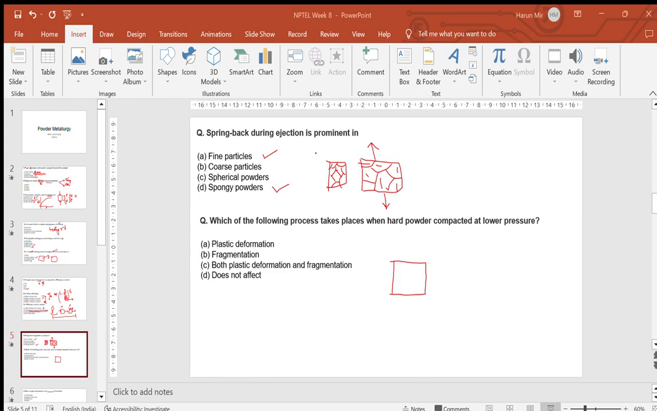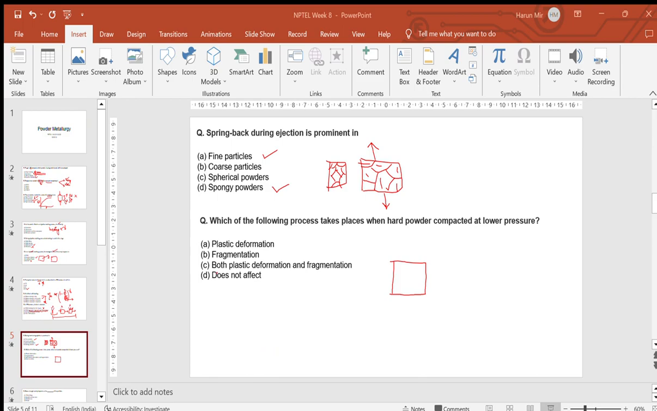So you need to know how the properties of the powder, whether it is a soft powder or a hard powder, will affect your compaction process. For hard powders at low pressure it is plastic deformation, for hard powders at high pressure it is fragmentation, and for soft powders it is elastic and plastic deformation.